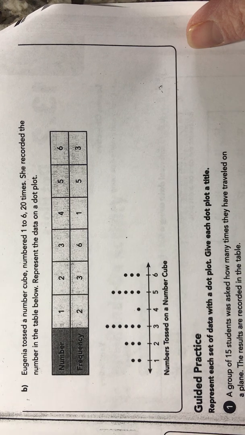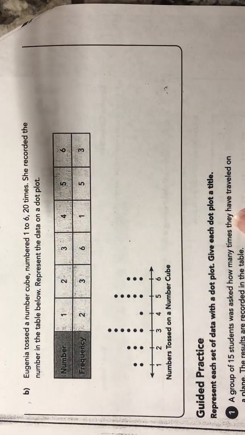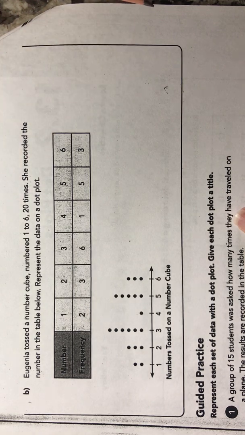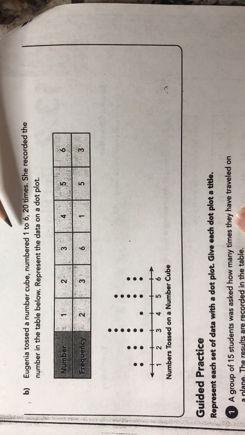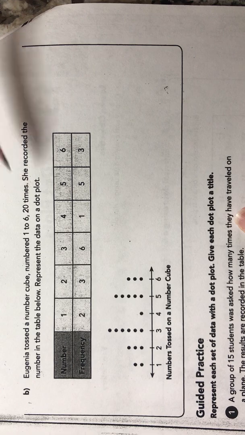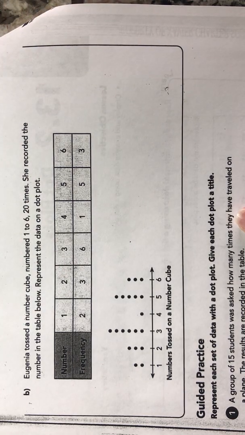Next page. Okay, here we go. Eugenia tossed a number cube, numbered 1 to 6, 20 times. So she tossed a number cube that you could only roll either 1 through 6, and she tossed that cube 20 times. She recorded the number in the table below. Represent the data on a dot plot.